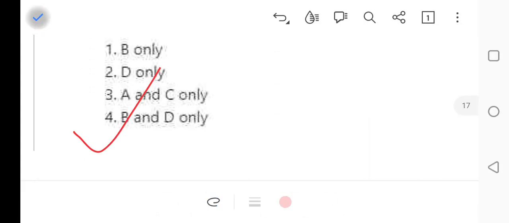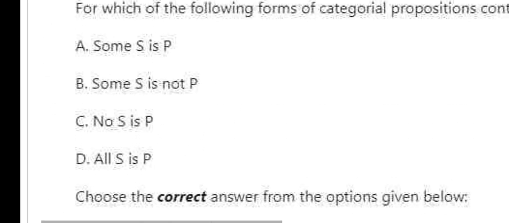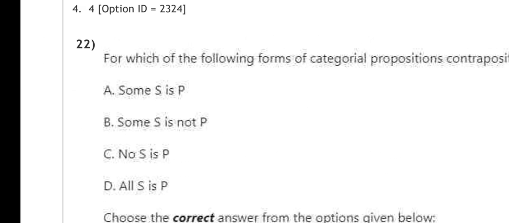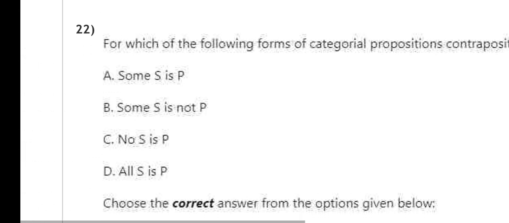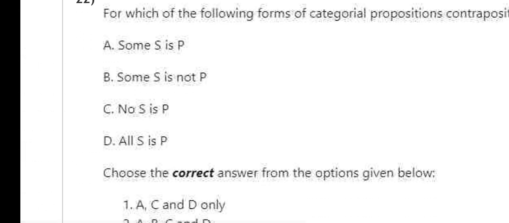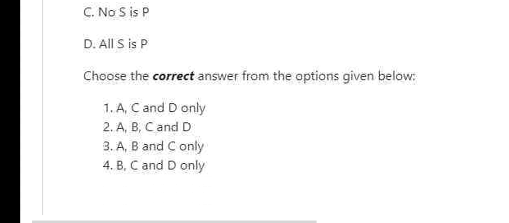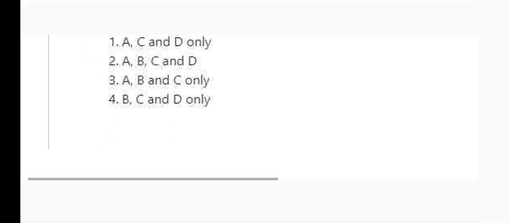BD will be correct. Next, for which of the following forms of categorical propositions is contraposition valid? A, some S is P; B, some S is not P; C, no S is P; D, all S is P. So these are the options for you: A, C, D; A, B, C, D; A, B, C; B, C, D. So number D will be correct. That is B, C, and D. That is number 4.